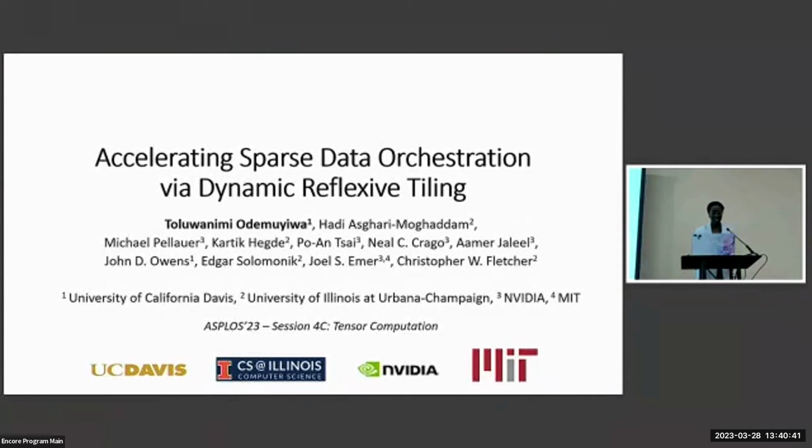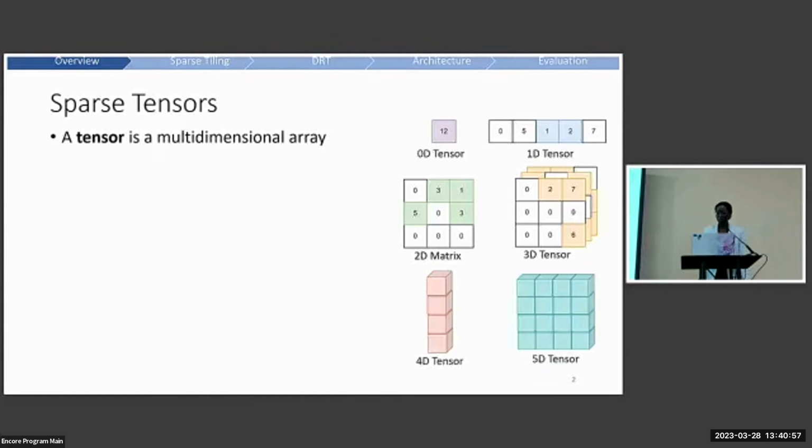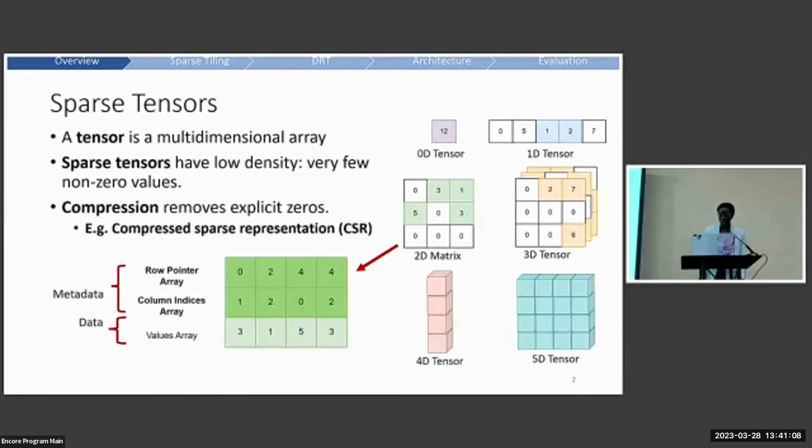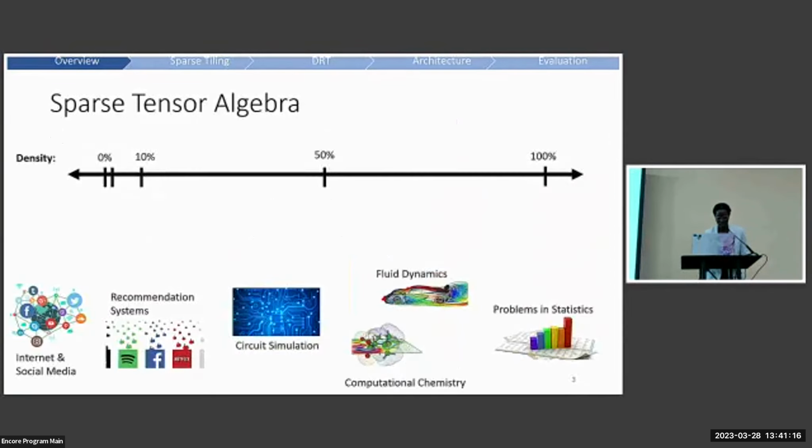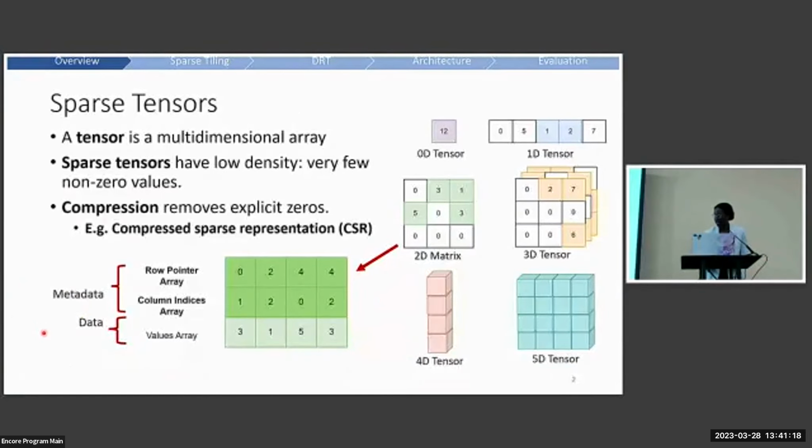Okay. So, hi everyone, I'm Tolu, and I'm excited to share with you our work on dynamically tiling sparse computations. Let's continue on this theme of sparsity from our previous speaker and start with a quick primer on sparse tensor algebra. So a tensor is a multidimensional array of 1D, 2D, or 3D data, and so on. And when that data contains very few non-zeros, it becomes a very sparse tensor. We can exploit this sparsity to save on memory storage by compressing the data into a representation such as CSR. So now accessing data requires touching both metadata and data.